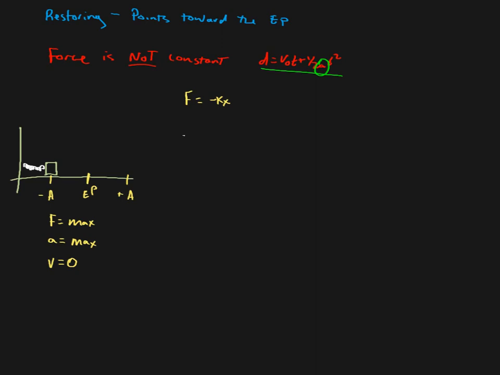Okay, so let's take a look at it sometime later. Here's minus the amplitude, here's the equilibrium position, and here's plus the amplitude. Minus A, EP, plus A. And let's see here, we have our block. It's now going to be located in this position, and our spring is now at its natural relaxed length.